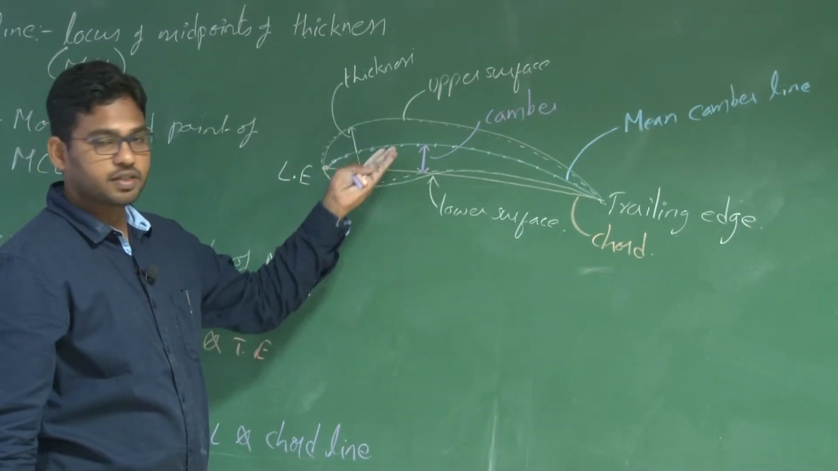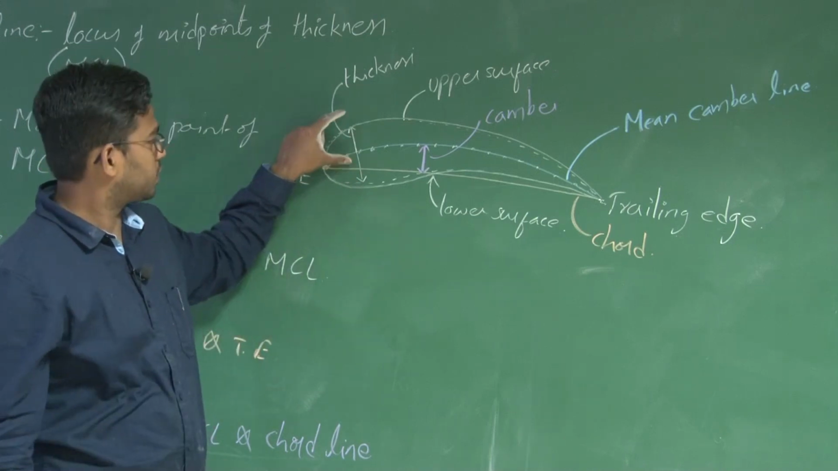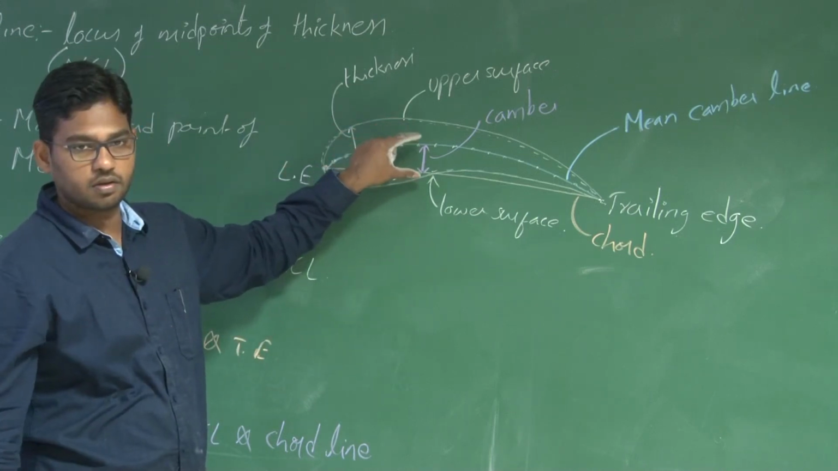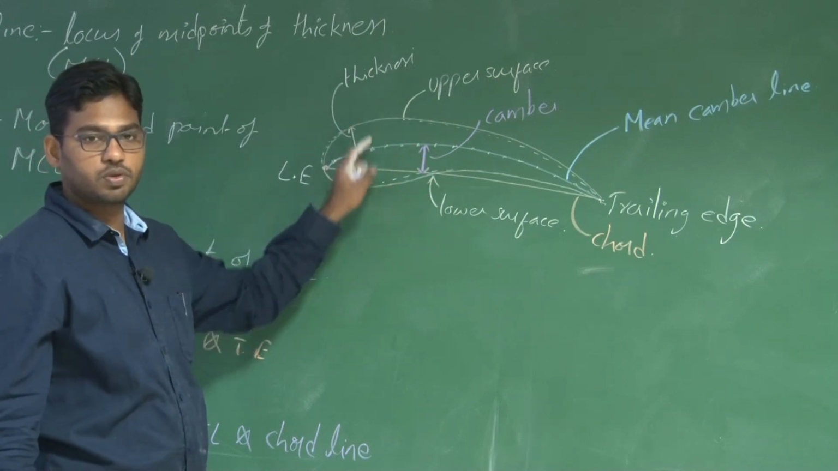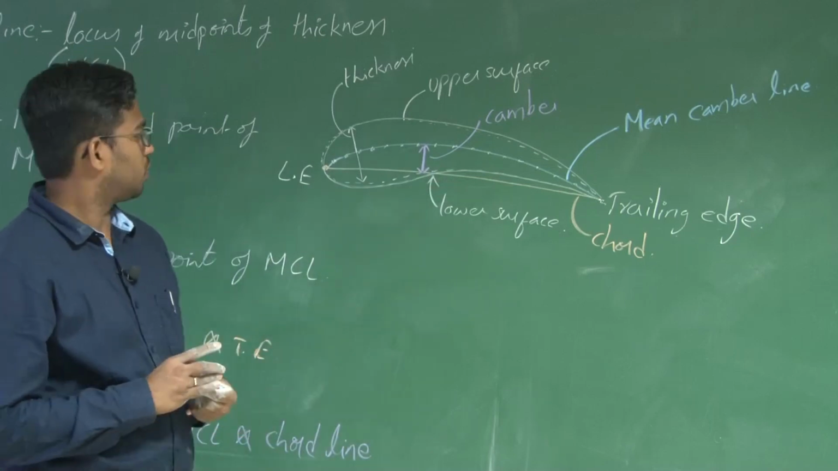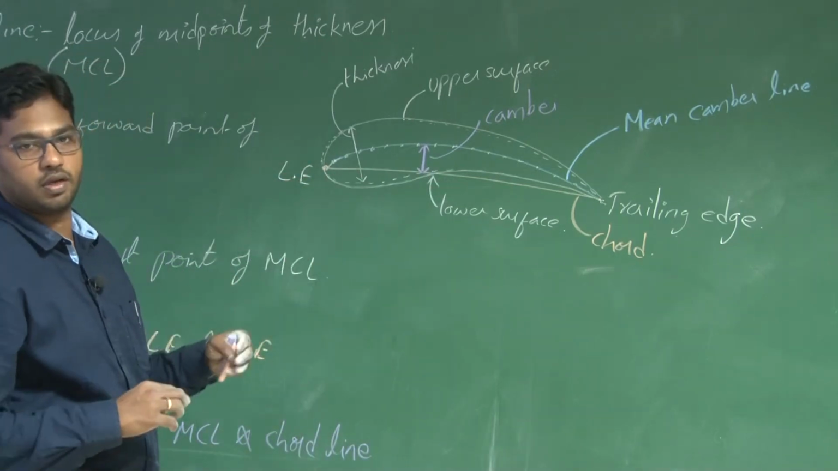So when there is camber, the thickness distribution is always symmetric about the mean camber line, but it is not symmetric about this chord line, right? When there is a camber. But when camber is 0, the thickness distribution is symmetric. So it's like the upper surface is a mirror image of the bottom surface about the chord line, right?